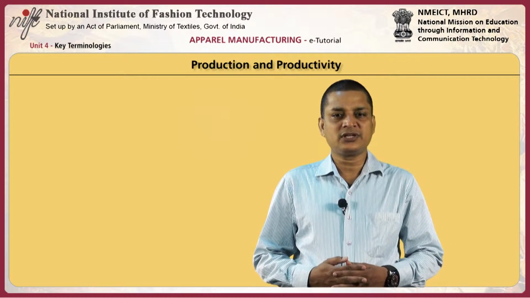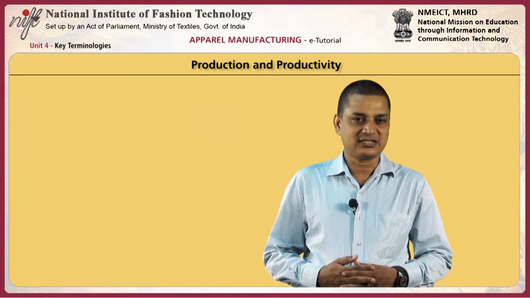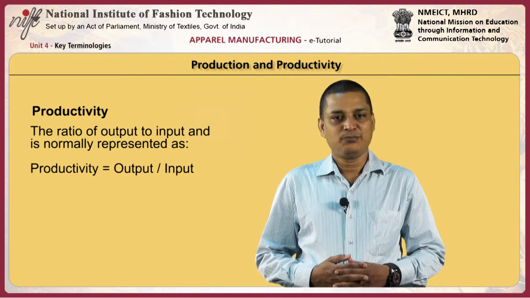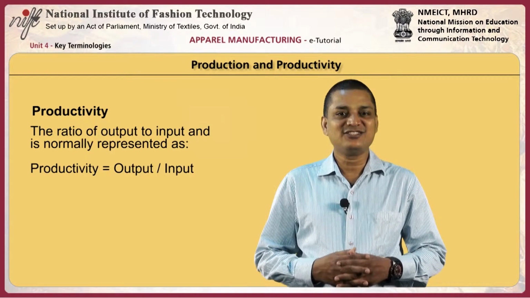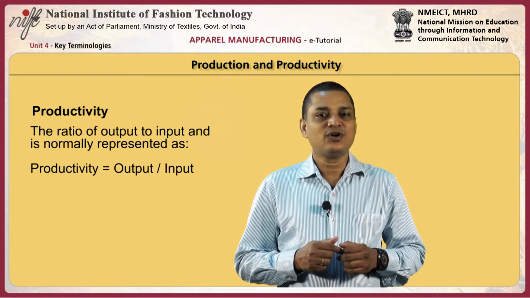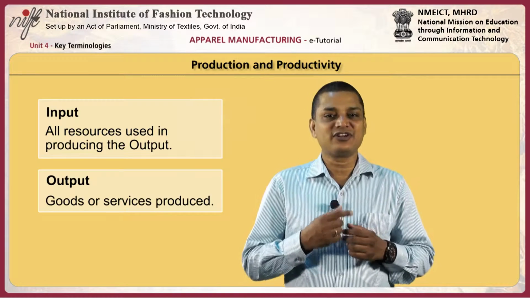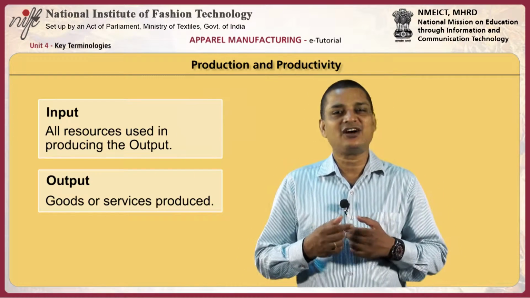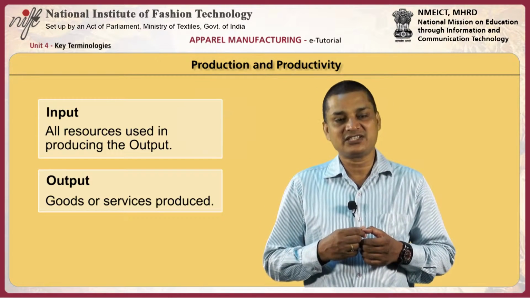Let's begin by reviewing certain key terms used in apparel manufacturing. Production refers to output. Productivity is the ratio of output to input and is normally represented as productivity is equal to output divided by input. Input refers to all resources used in producing the output. Output refers to goods or services produced.